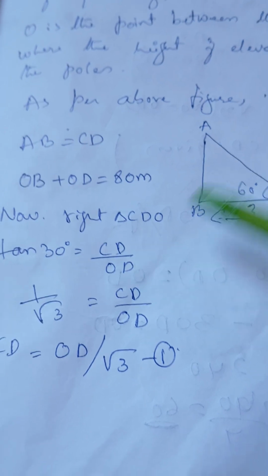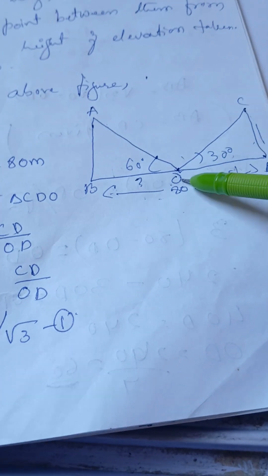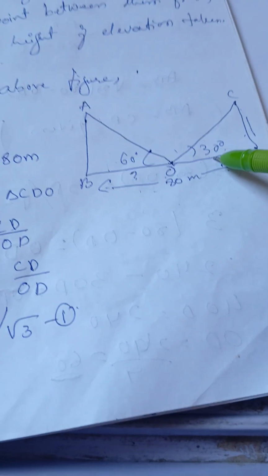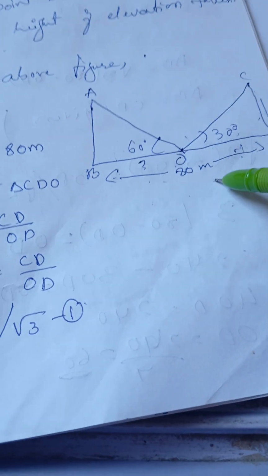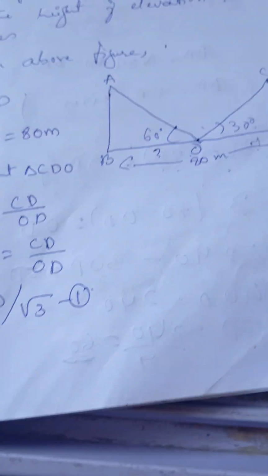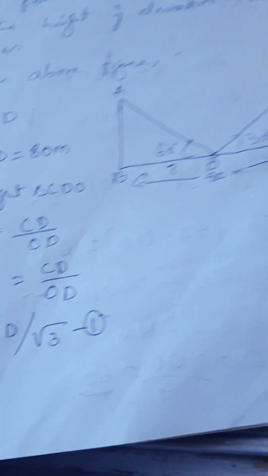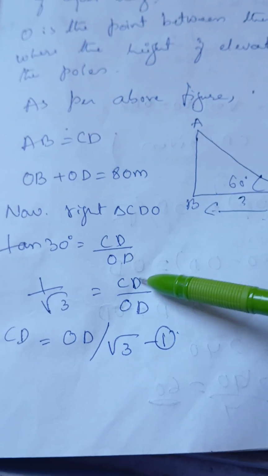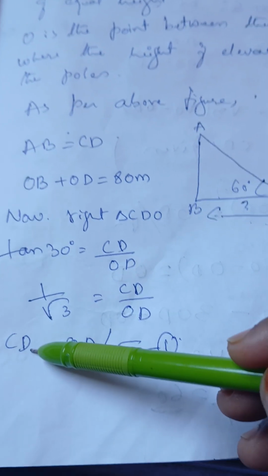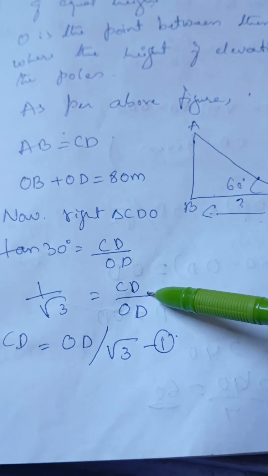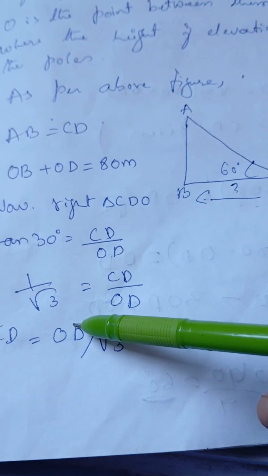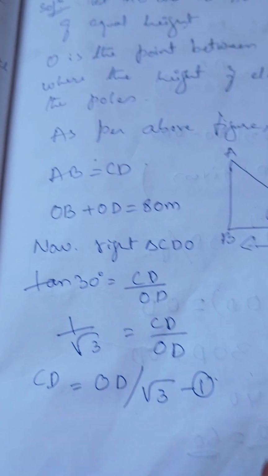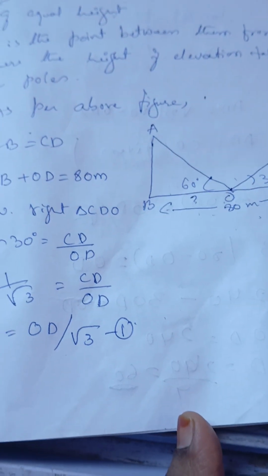Now in the right triangle, we will consider the right triangle COD. In this right triangle, we can take tan 30, opposite by adjacent, that is CD by OD. Tan 30 degrees is equal to CD by OD. Tan 30 is 1 by root 3, so 1 by root 3 equals CD by OD. As we don't know any of these side values, we write CD is equal to OD by root 3, and we will label it as equation number 1. Clear?